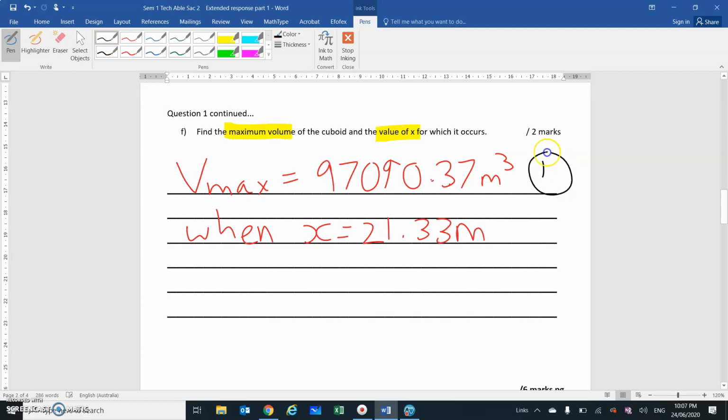That would be 1 mark, and that would be another mark. And now we can move to question 2 if you need to.